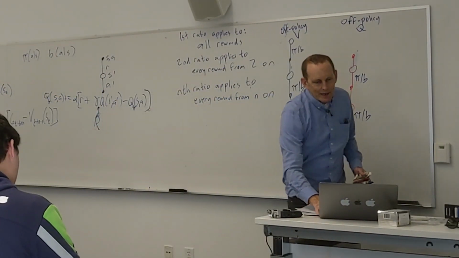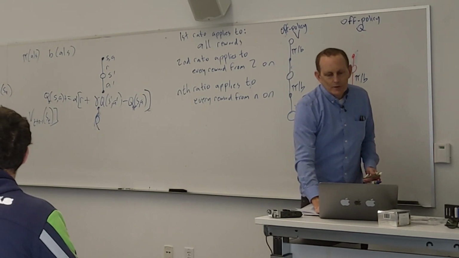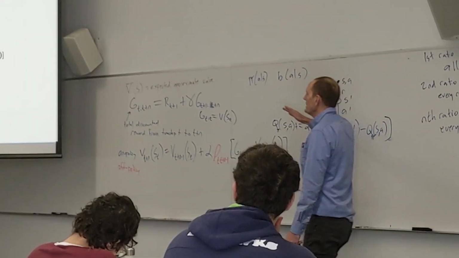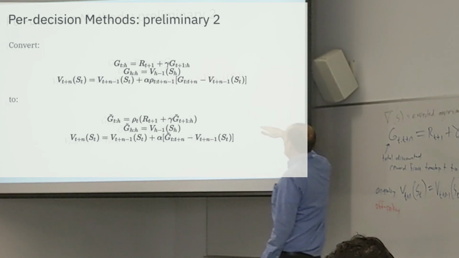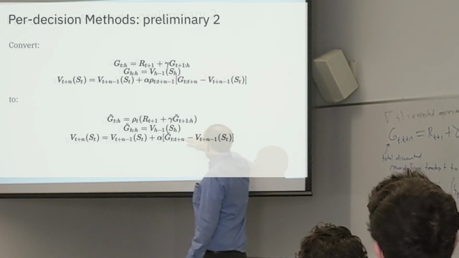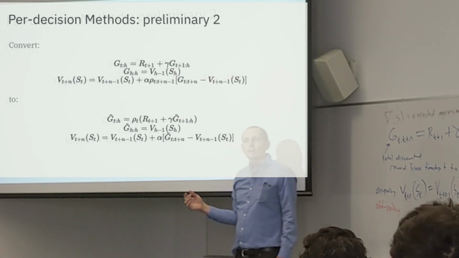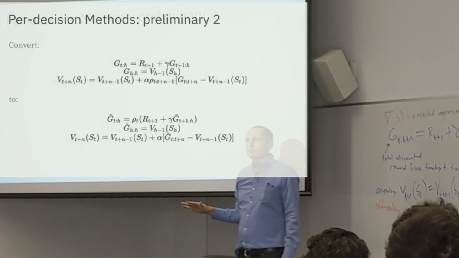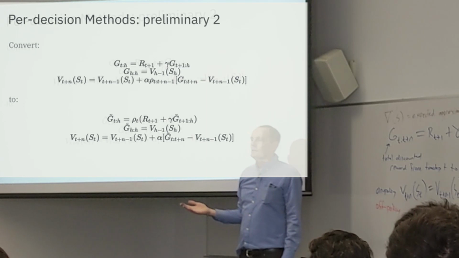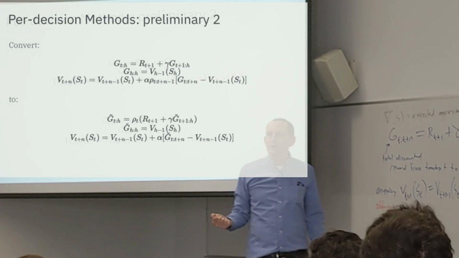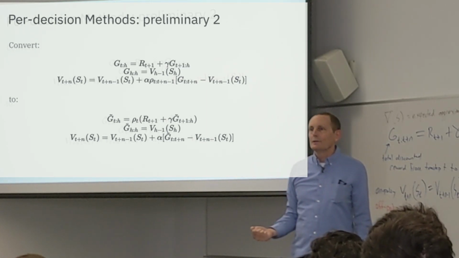All right, so going back. Here we are, right? We have got our per decision importance sampling. And this actually works. This is equivalent to what we were doing in Monte Carlo. But we can do even better.